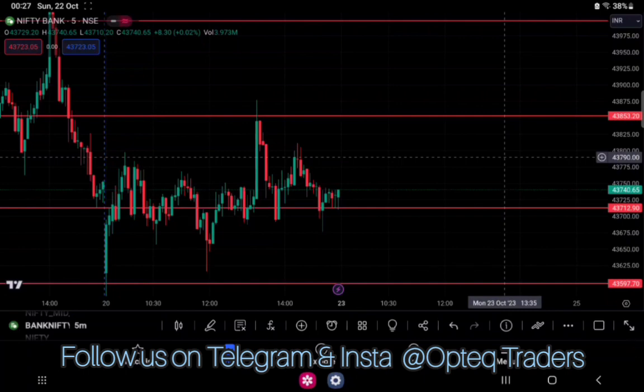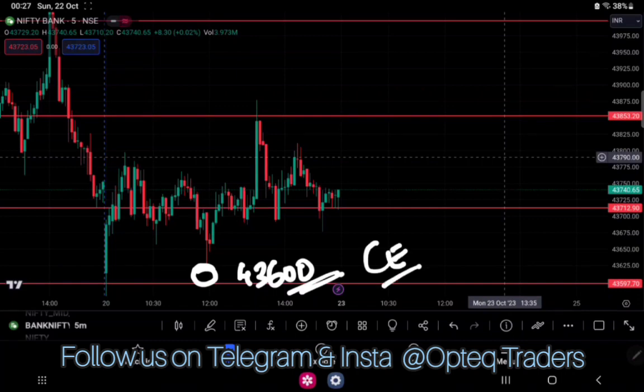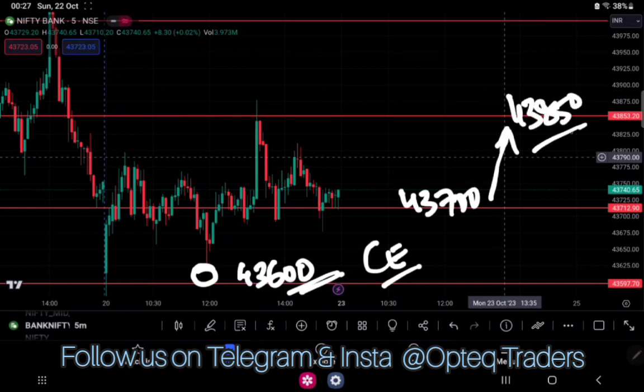So we got the next confirmation at this level, which was 43,600, which is again our positional support level. Hence we took a CE entry here again, and we booked half quantity at the 43,700 level and trailed it to 43,850. This was our target, which we booked completely.